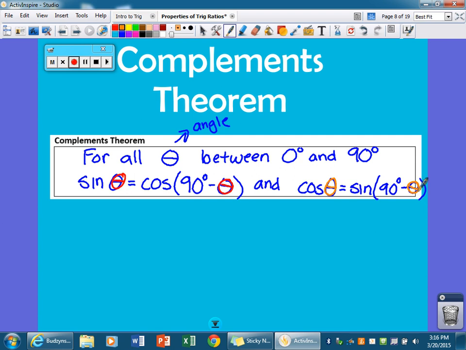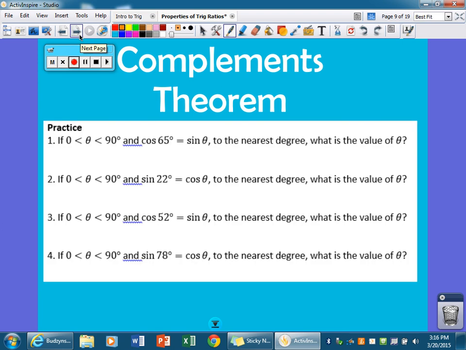If you do sine of a number and then cosine of 90 minus that number, they will be the same value. All right, let me show you one example, and then you probably should get it, and then you'll be able to do the other three. So I'm going to do this first one. It says if 0 is less than theta, which is less than 90 degrees, and cosine 65 degrees equals sine of theta to the nearest degree, what is the value of theta?